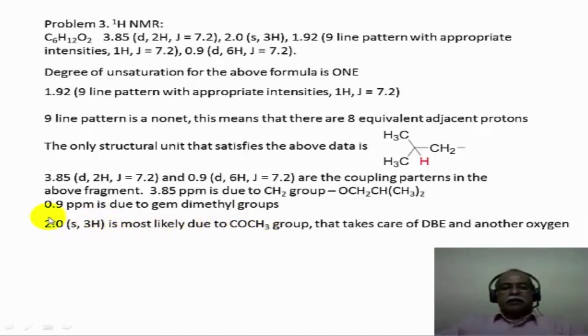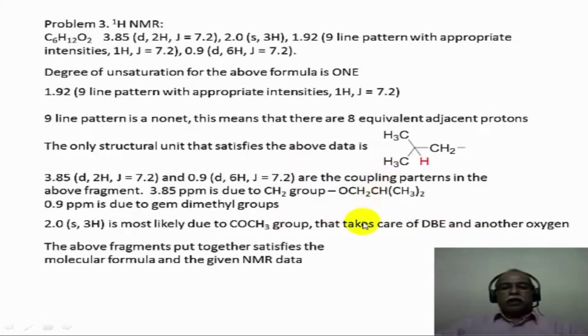This is the characteristic region for the aromatic CH3 or a COCH3 kind of group that is present in this compound. This molecule is not an aromatic molecule. You can see from the NMR that there are no aromatic hydrogens. So most likely the 2 ppm signal with a 3 hydrogen intensity only corresponds to an acetyl group, and it also takes care of the double bond equivalence and another oxygen in the molecular formula.